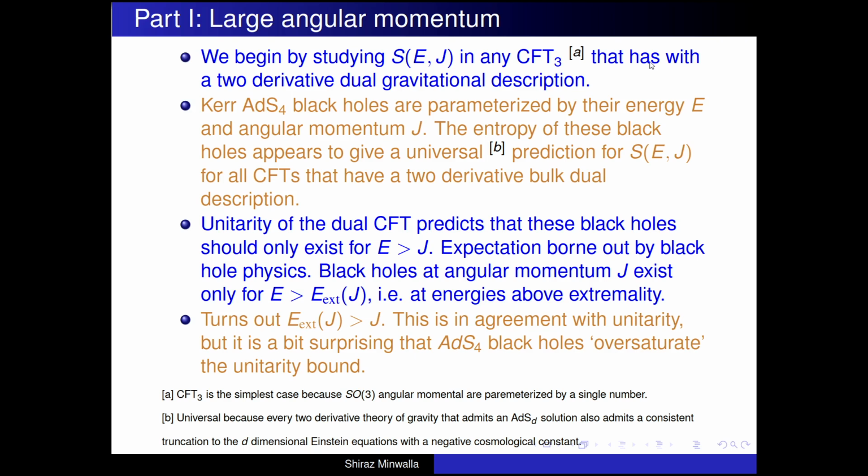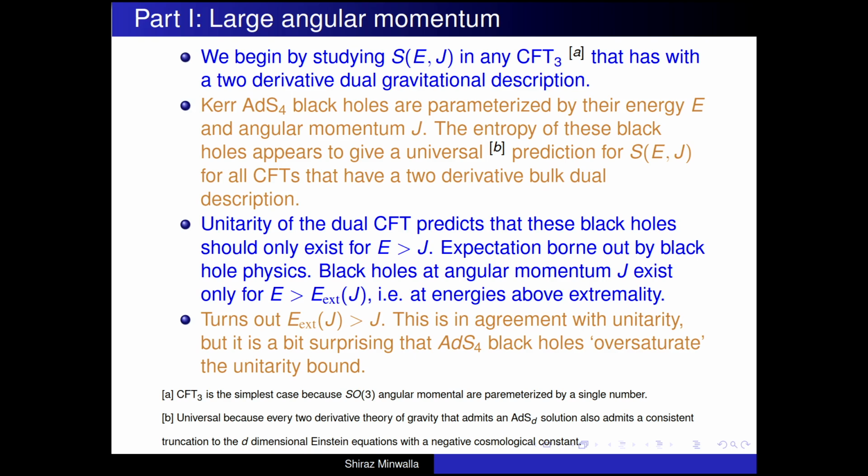Let's first look at the simplest, most universal class of black holes that, in addition to energy, have only one additional charge, namely angular momentum. This is a very simple setup because we can study it within Einstein's equations with the negative cosmological constant, at least to start with. Since that's a universal truncation, always a consistent truncation of any two-derivative theory of gravity that admits an AdS solution, the answers we get here will be very universal. They will apply to all field theories that have two-derivative AdS gravity duals.